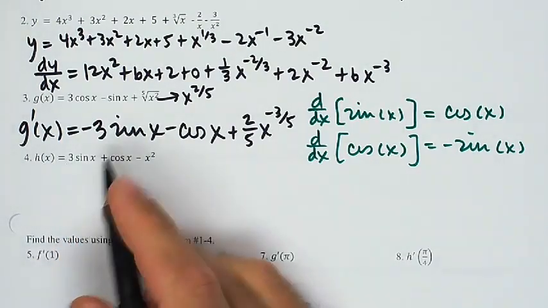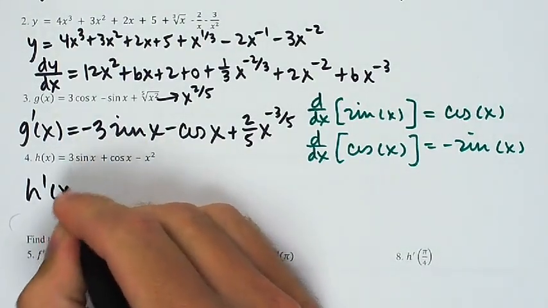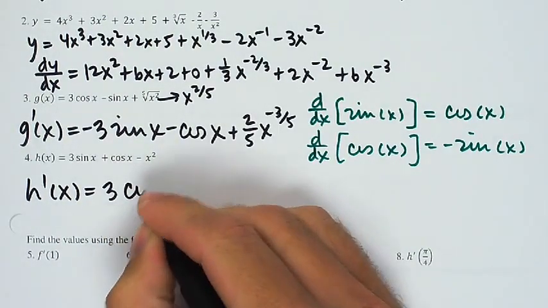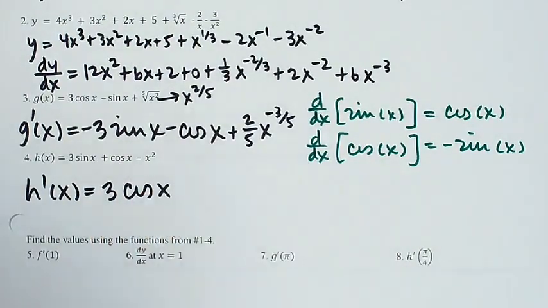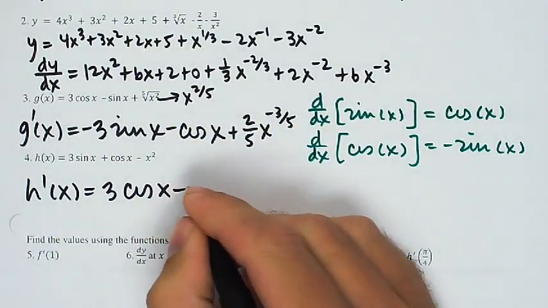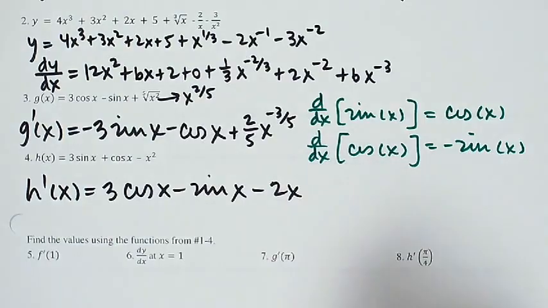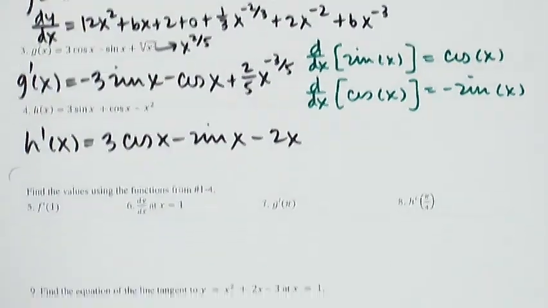Then over here, h prime of x will be 3 times the derivative of sine of x. Then the derivative of cosine is negative sine x. And then we'll subtract 2x.